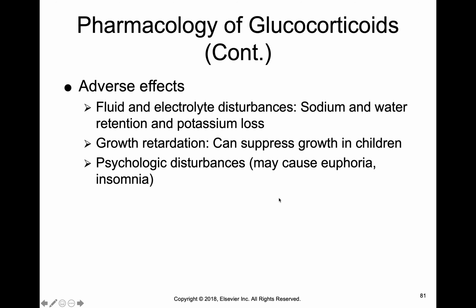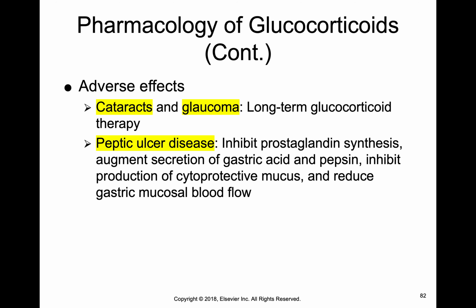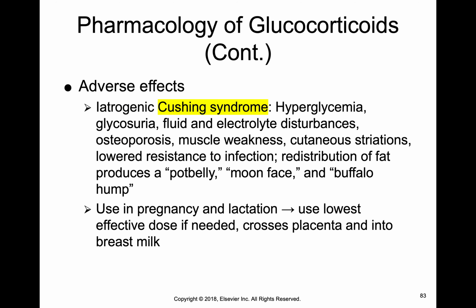And then again, same things with all the side effects with having steroids in your system. What we didn't talk about is the effect on the eyes. So long-term therapy can increase your risk for cataracts and glaucoma, and also peptic ulcer disease. So if you're going to be on a steroid, it's probably a good idea to put someone on a PPI like Protonix. Iatrogenic, meaning we caused this, right? So iatrogenic Cushing syndrome, we're causing it because we're giving the patient steroids. So that's what you get with steroids.